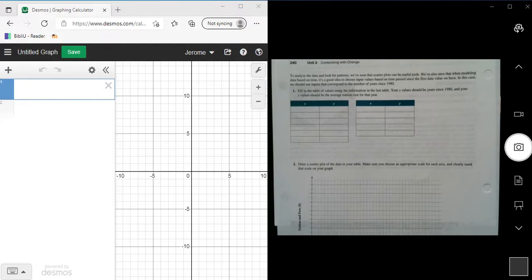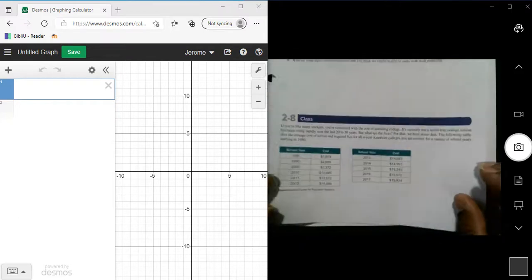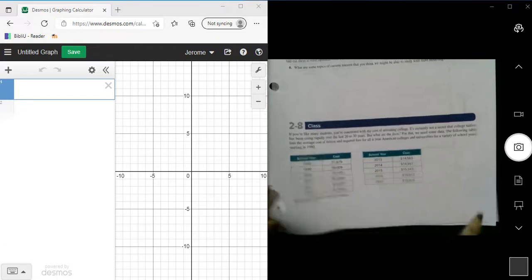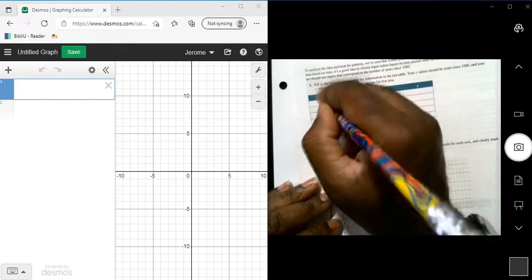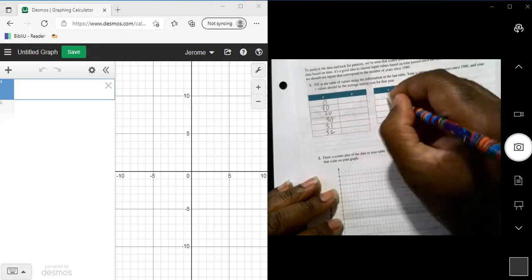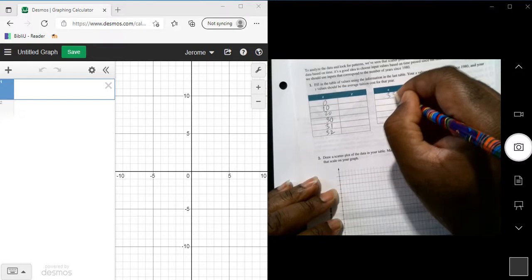Your X value should be years since 1980, and your Y value should be the average tuition cost for that year. Okay, listen. If we look back here, we see we got 80, 90, 2000, 2010, all the way up to 2017. So since it's 1980, it'll be 0, 10, 20, 30, 31, 32, 33, 34, 35, 36, and 37. And remember that's since 1980. So then we will fill in the values that we need to fill in here.